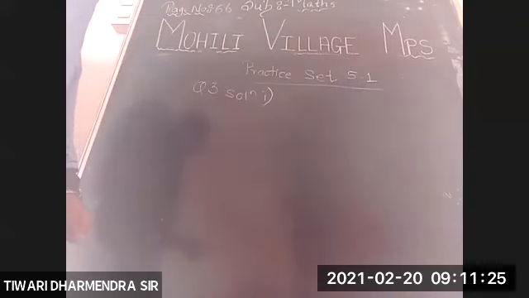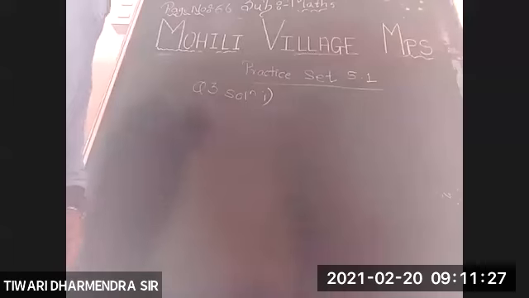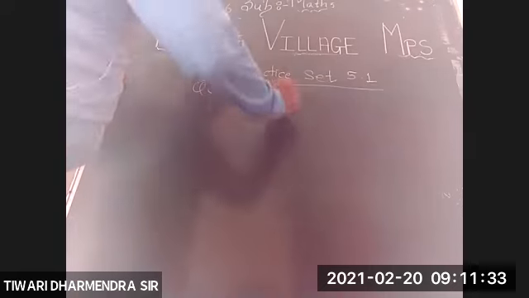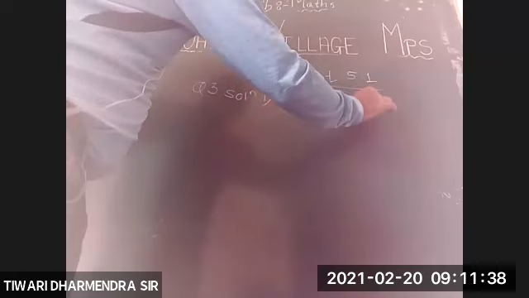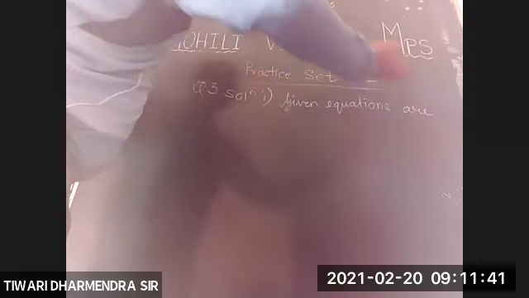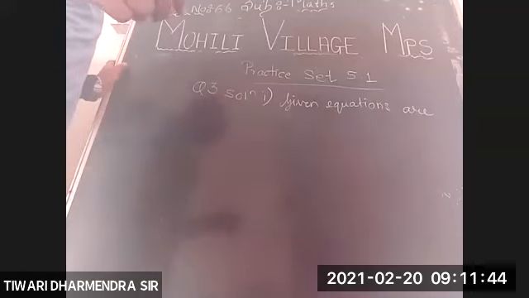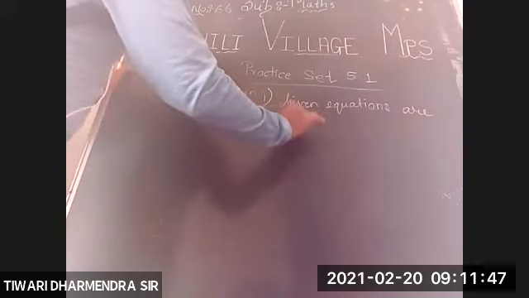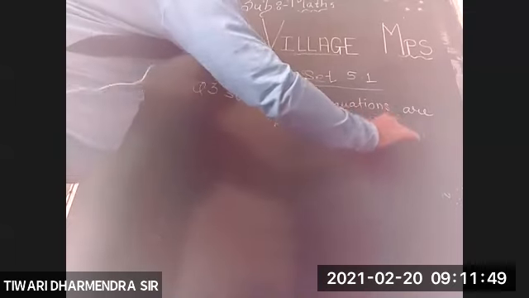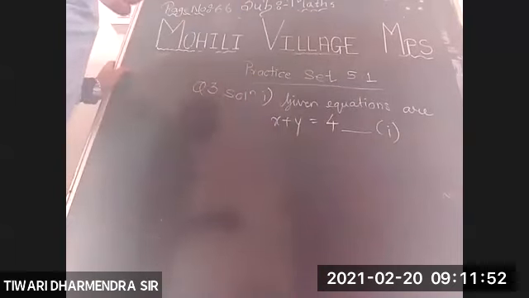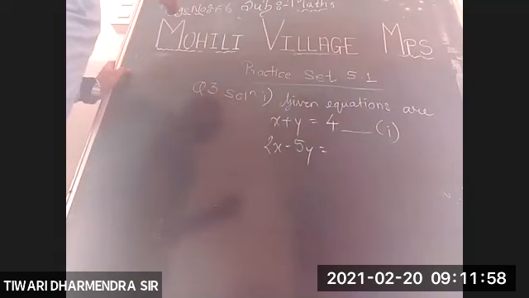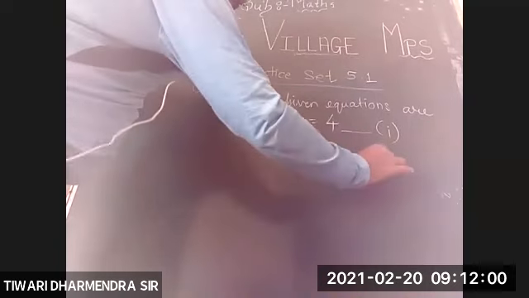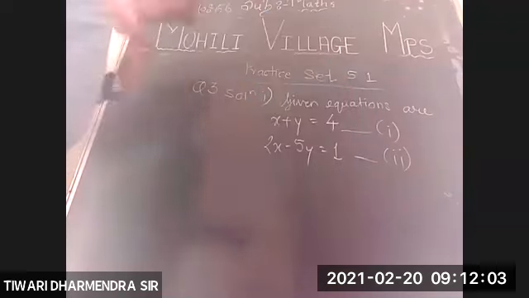So, solve the following sets of simultaneous equations. Given equations are: first equation is x plus y is equal to 4. So this is my equation number 1. Next is 2x minus 5y is equal to 1. So this is my equation number 2.